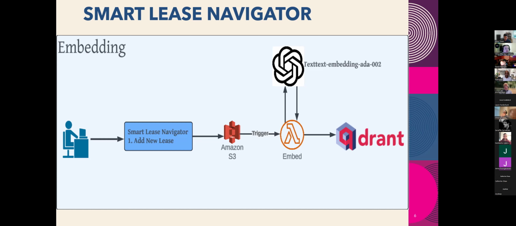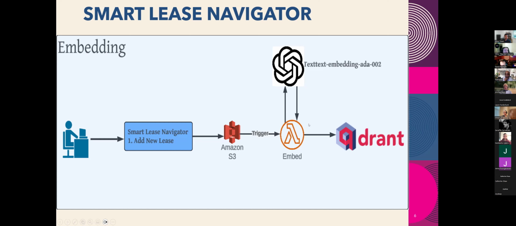And then there's the lease itself, which we embed and we store those embeddings into the Qdrant database. So the technical architecture looks somewhat like this. The user, our property manager, would go in, add the lease, it gets stored into an Amazon S3 bucket in the backend. As soon as you load that data in the backend, it triggers a Lambda.